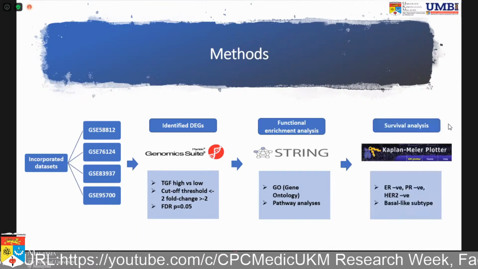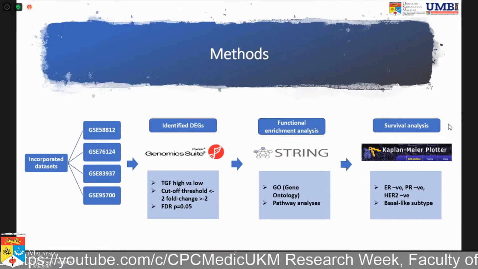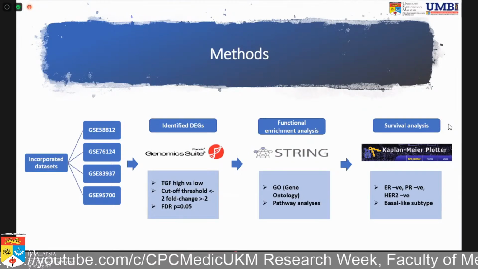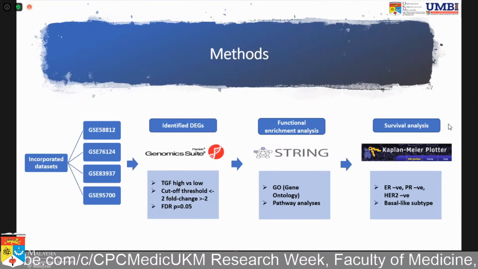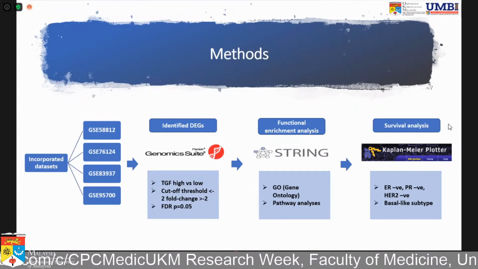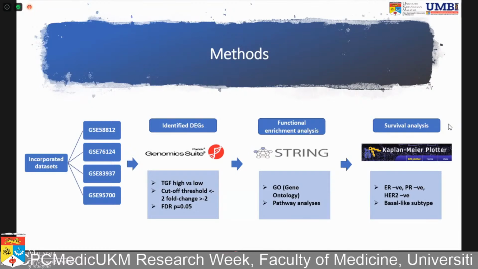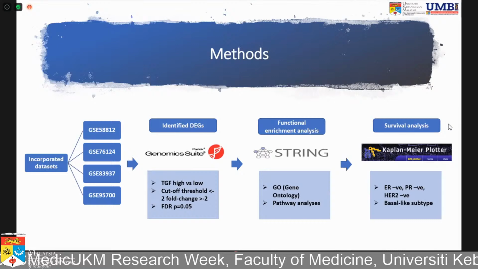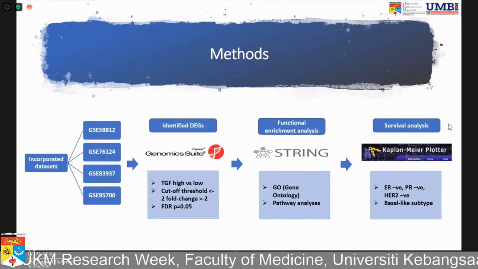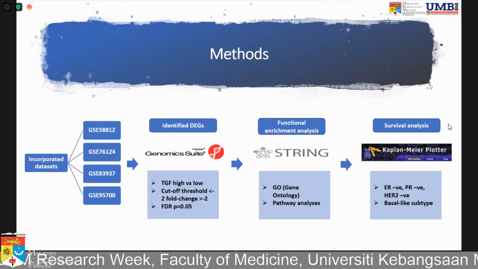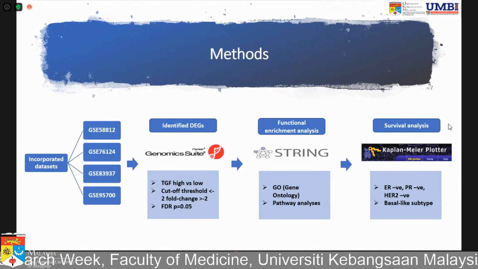Okay, so the last one is the survival analysis through Kaplan-Meier plotter. It was employed by specifying selection to ER negative, PR negative, HER2 negative, and basal-like subtypes to analyze the expression levels and prognostic values of potential genes. So this classification method could show the survival probability differences between the high expression group and low expression group stratified with TGF-beta status in each isoform.